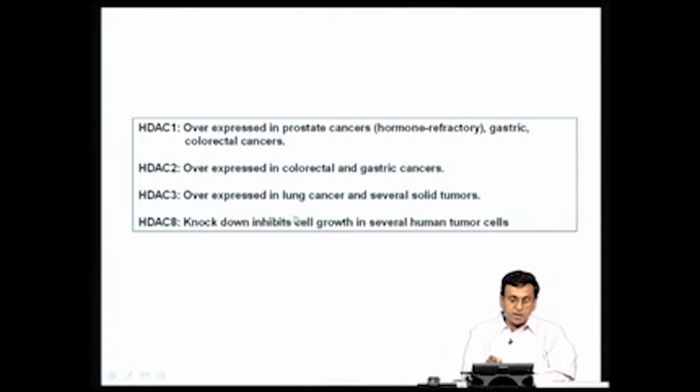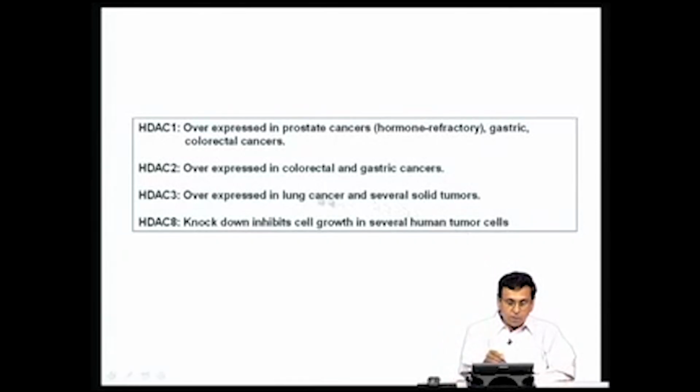HDAC3 is overexpressed in lung cancer and several solid tumors, whereas HDAC8, if you knock it down, inhibits cell growth in several human tumor cells. So, these studies clearly tell us that the histone deacetylases, when they are active, may be involved in cell proliferation. What could be happening is that these HDACs may be deacetylating the promoters of many tumor suppressor genes, and therefore the expression of these tumor suppressor genes may be blocked, and as a result the cell has become cancerous.